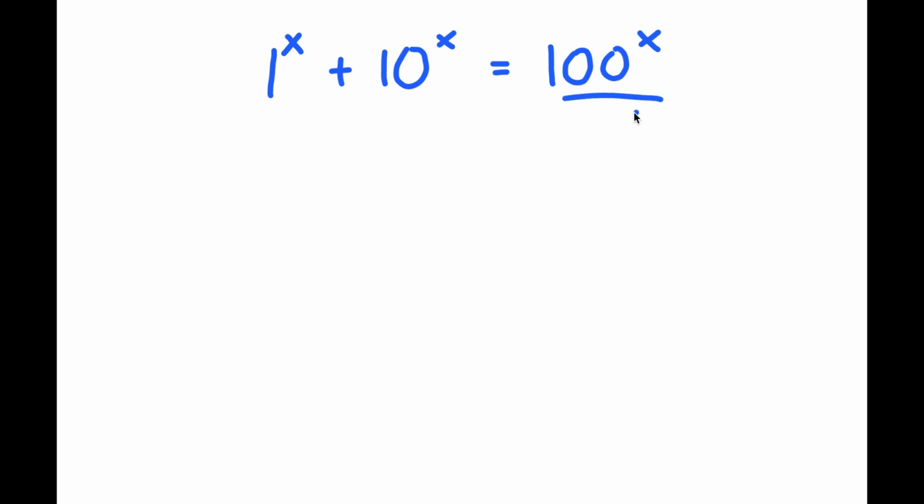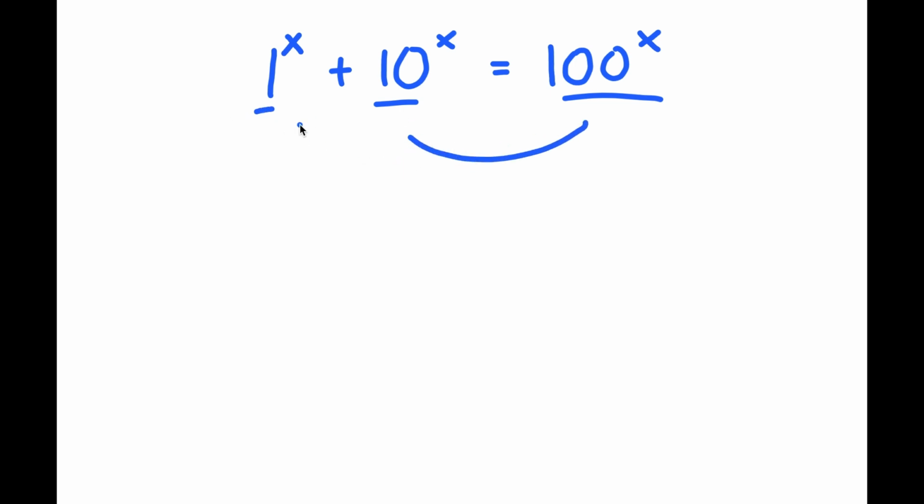Alright, so for this equation, I have 1 to the power of x plus 10 to the power of x is equal to 100 to the power of x. To solve an equation like this, we have to understand every term and how they relate to each other. 100 is the same thing as 10 squared, so that's how they're going to relate.